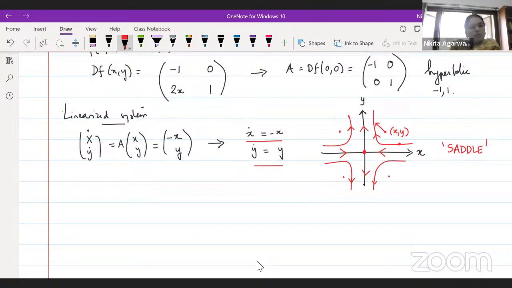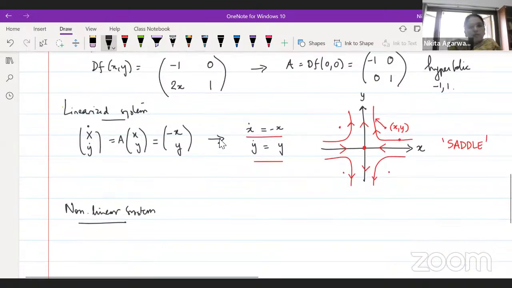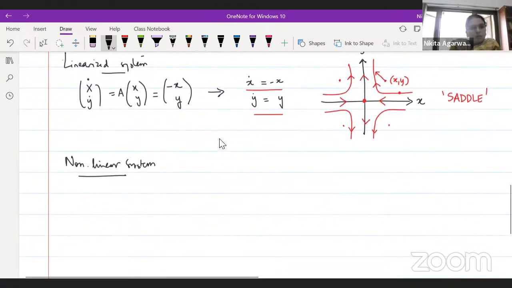Now, let us go to the nonlinear system. Let me write down the nonlinear system again for you. The nonlinear system for us is x dot is equal to minus x and y dot is equal to x square plus y, right? So now let us draw the same picture.